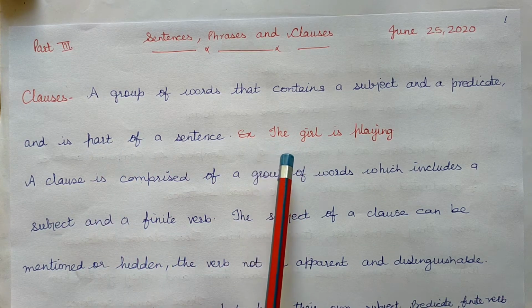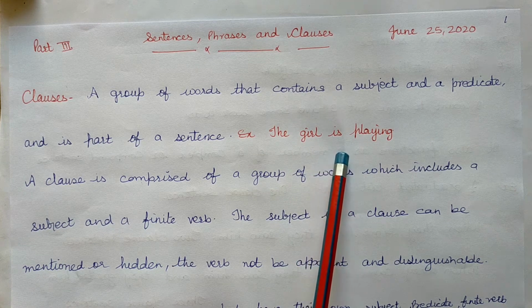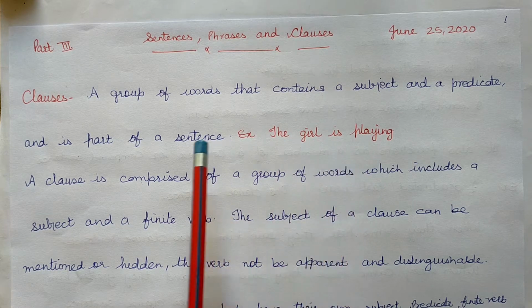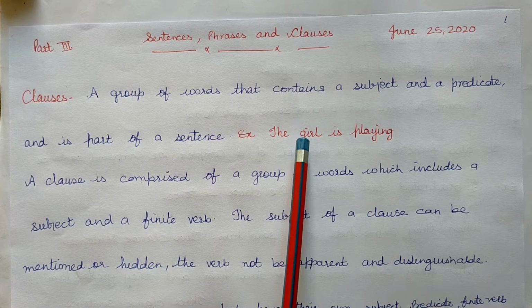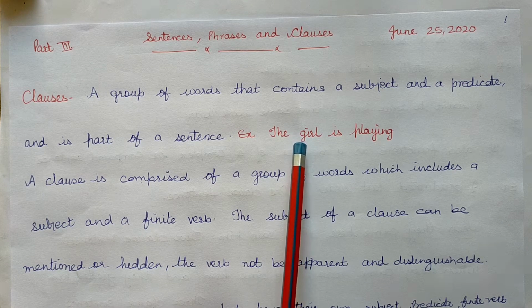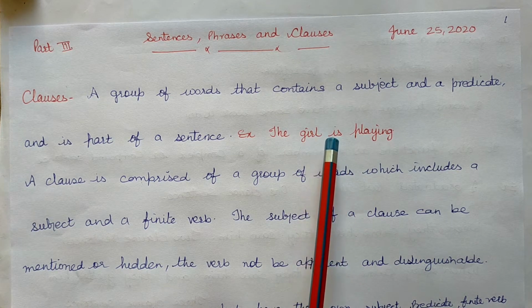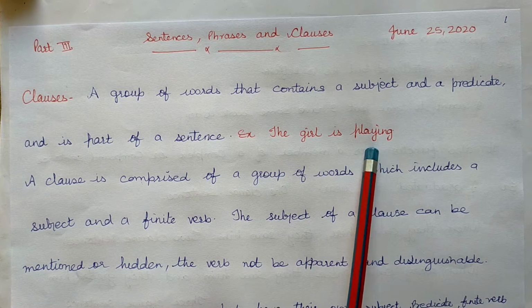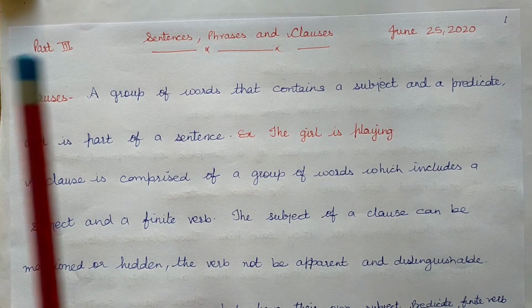In this sentence, the girl is playing. Girl is the subject and playing is the verb. So, the part "girl is playing" is a clause because it has both subject and predicate.